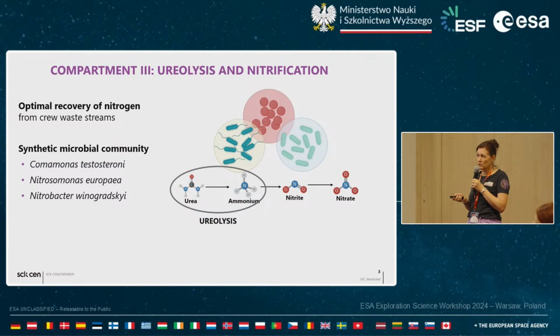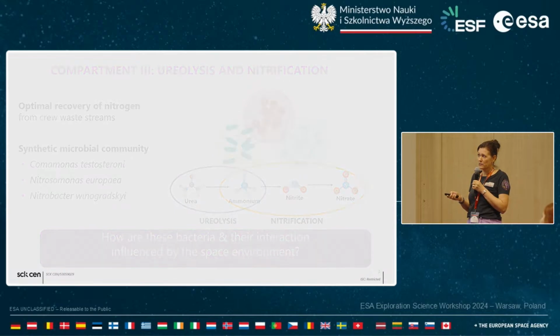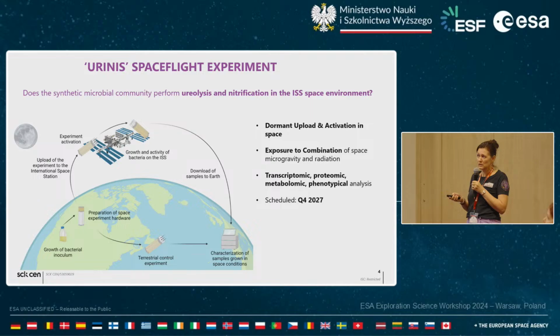So there is the ureolysis done by Comamonas. There is the nitrification step in two steps with the nitrifiers, Nitrosomonas and Nitrobacter. The question we wanted to answer is how these bacteria and their interaction are influenced by space, because single organisms is one thing, communities is another thing, and I think we still lack some information on how communities work in space.